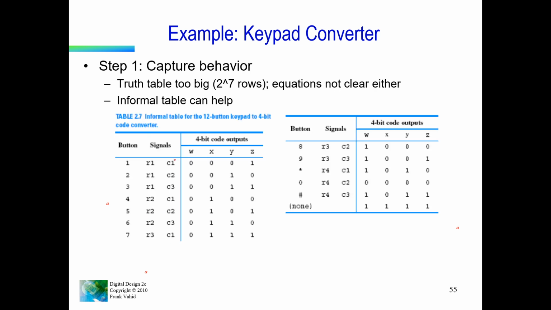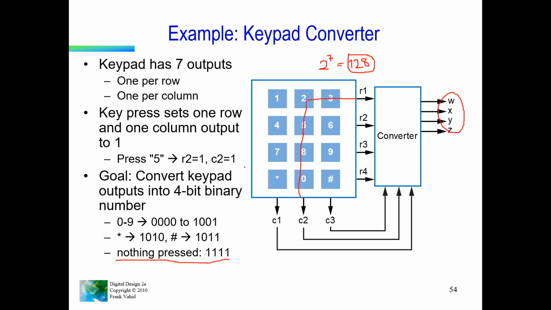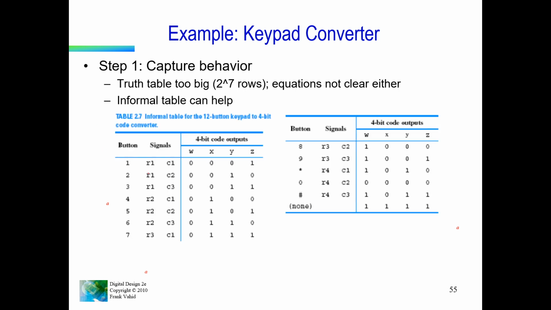So here, as the truth table suggests, if R1 and C1 are 1, if R1 is true and C1 is true, this means that the output will be 1, because R1 and C1 are true means that 1 is pressed. If R1 and C2 are 1, then the output will be 2, because this means that 2 is pressed.